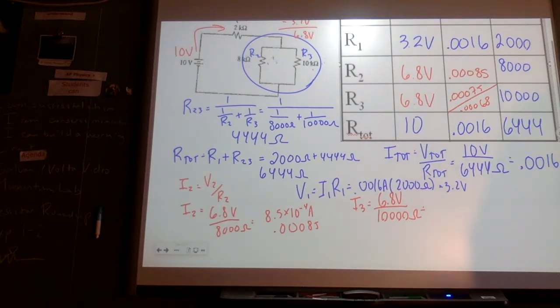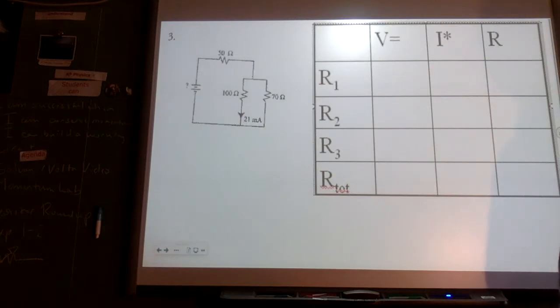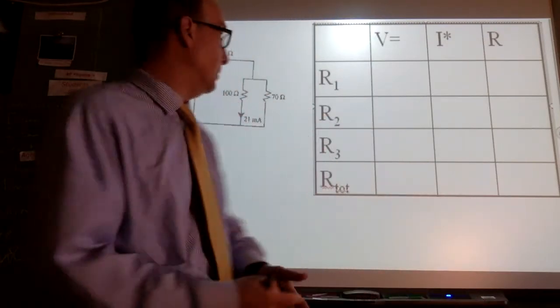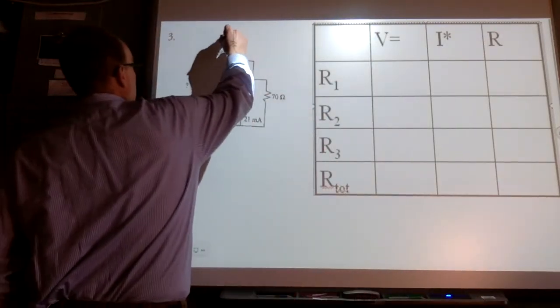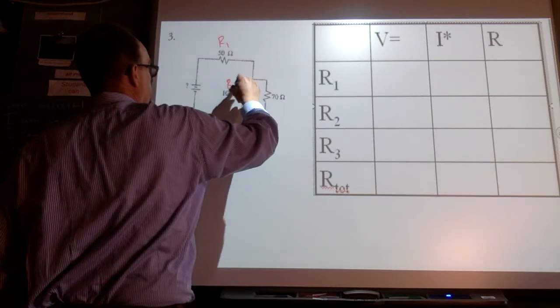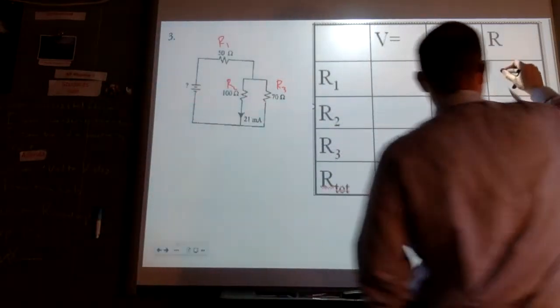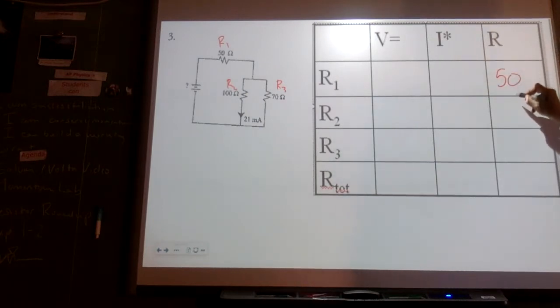All right, last example. This one gives us some other unusual things. I don't know what the battery is in this one, but I'm going to call this one R1. I'm going to call this one R2. And I'm going to call this one R3. So I know that this is 50, this is 100, and this is 70.